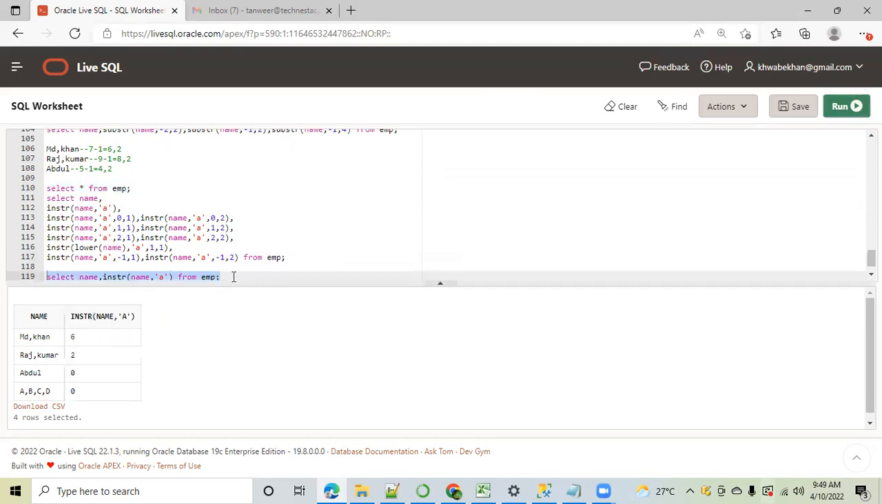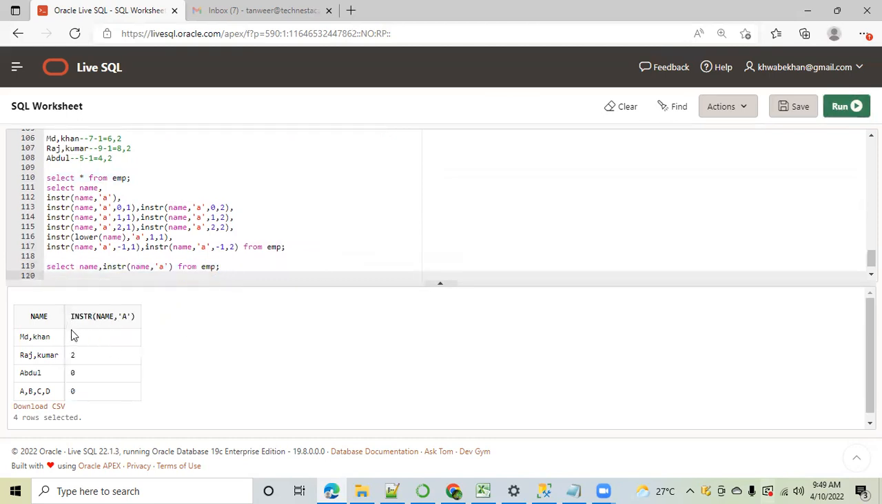Okay. Now please tell me what is the meaning of this? Why is this 6? Who will explain this? What is the position of letter A here? First, second, third, fourth, fifth, sixth, right? That's why this is coming 6. Here the position of A is the second position. Why is it showing 0 here? Because no A is present here. Lowercase a is not present here.